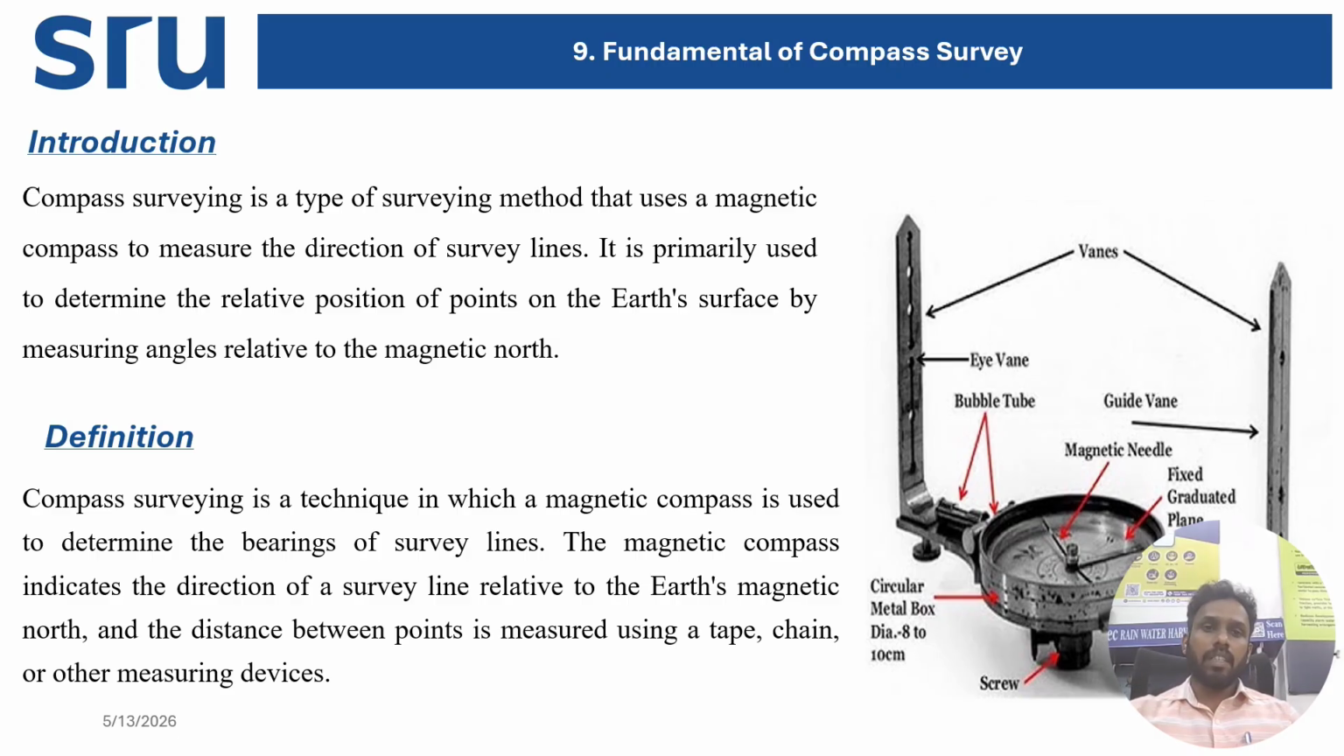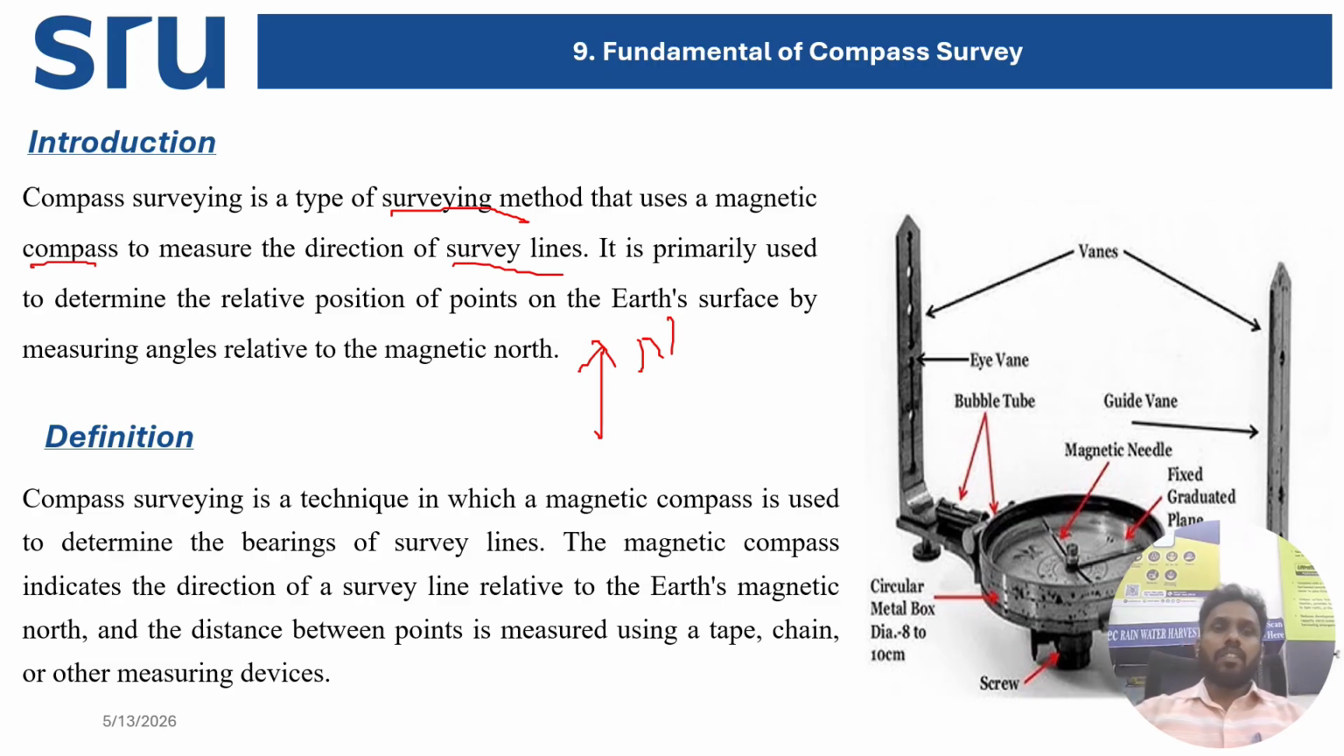So compass surveying is a type of surveying method which uses a magnetic compass to measure the direction of a survey line, right? So it gives you the bearing with respect to your magnetic north. We are going to measure the bearing of a line. With the forward bearing and back bearing, we are going to calculate the included angle.